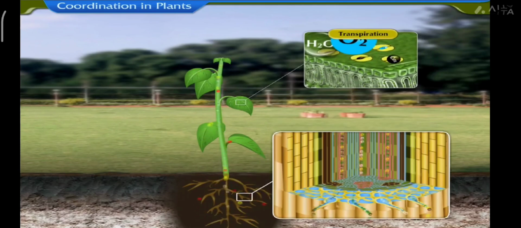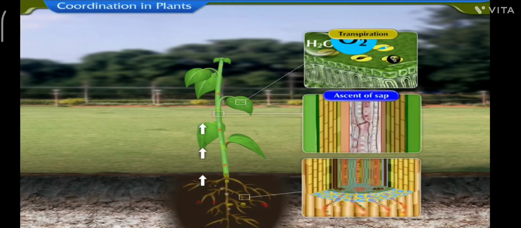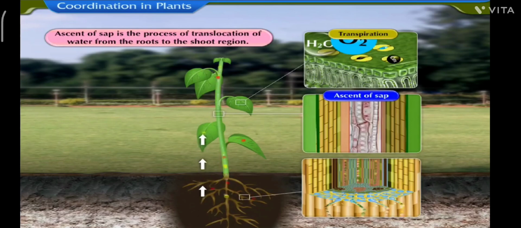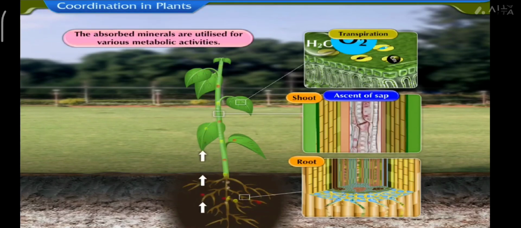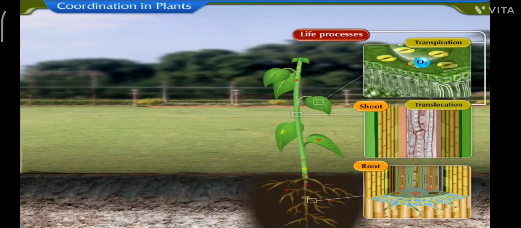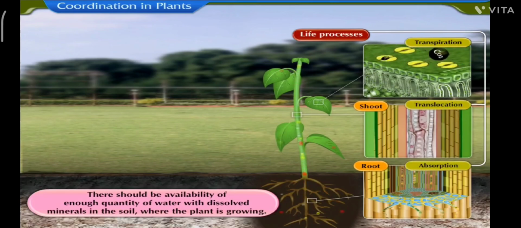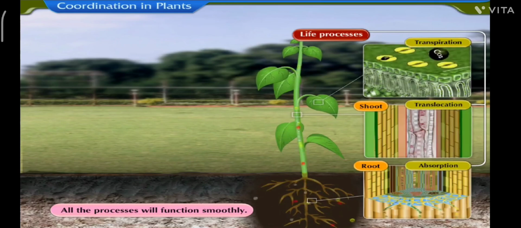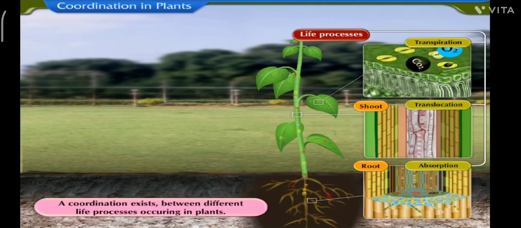The process of transpiration is followed by an upward movement of water and minerals inside the plant, like ascent of sap from the roots. Ascent of sap is actually the process of translocation of water from the roots to the shoot region. The absorbed minerals are then utilized for various metabolic activities. For these processes, that is, for transpiration, translocation and absorption to take place, there should be availability of enough quantity of water with dissolved minerals in the soil where the plant is growing. Then only all these processes will function smoothly. Thus, a coordination exists between different life processes occurring in plants.